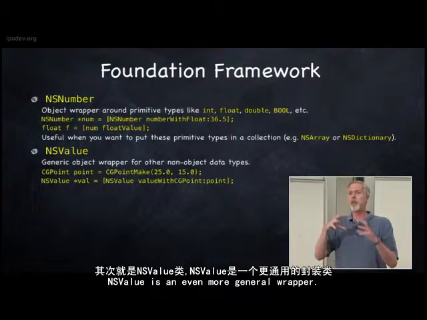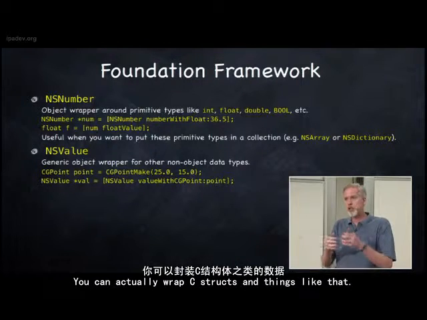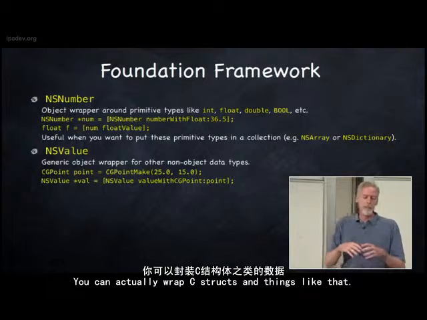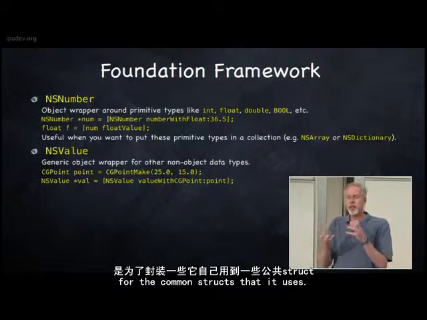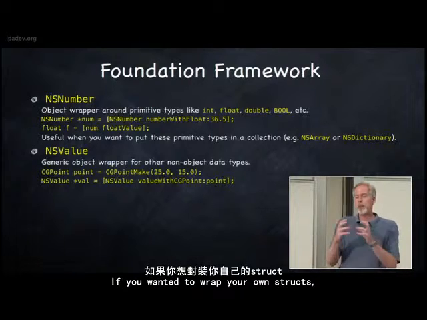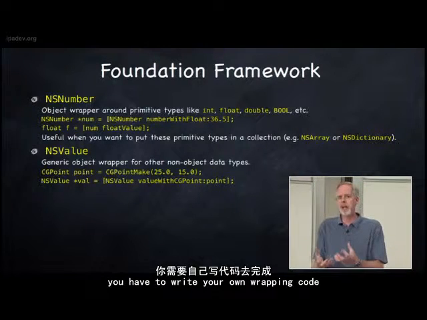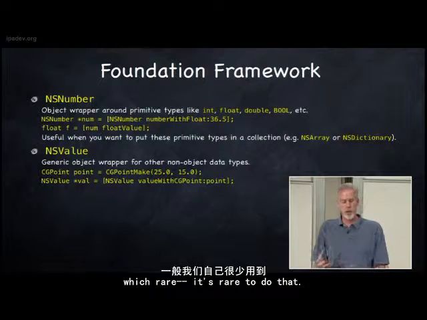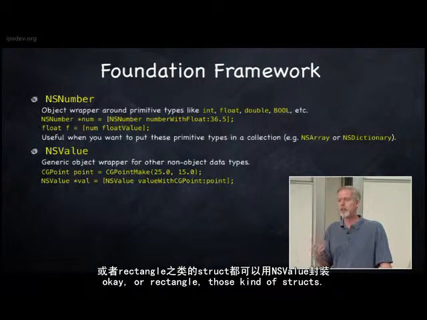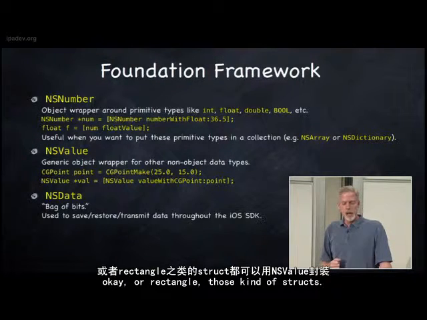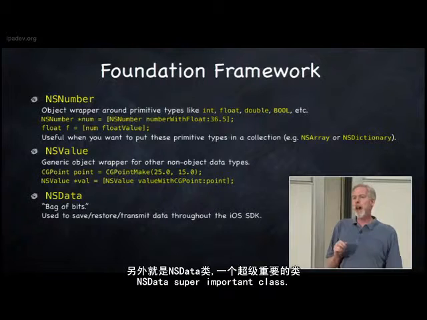NSValue is an even more general wrapper. You can actually wrap C structs and things like that. iOS provides NSValue wrappers for the common structs that it uses. If you wanted to wrap your own structs, you'd have to write your own wrapping code, which is rare to do. But if you want to put a point into an array, you use NSValue, or a rectangle, those kinds of structs.